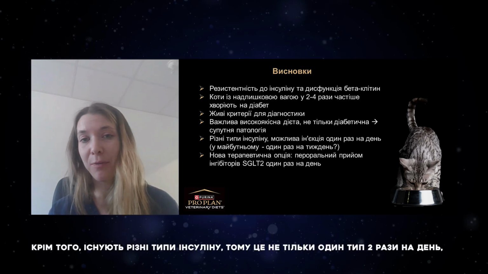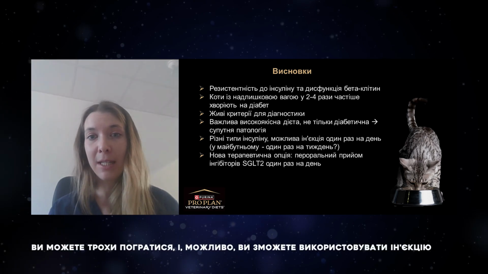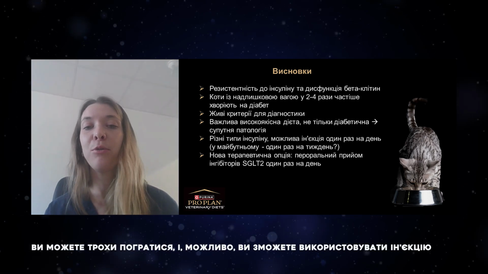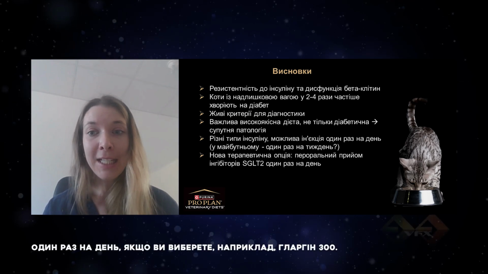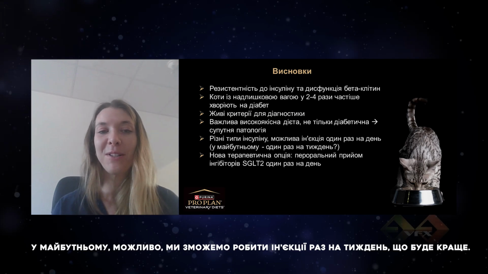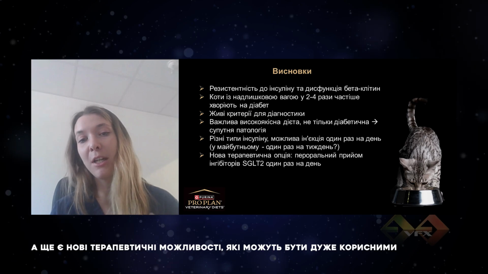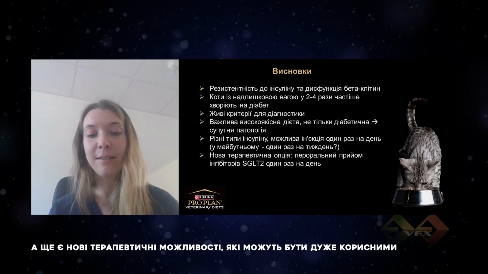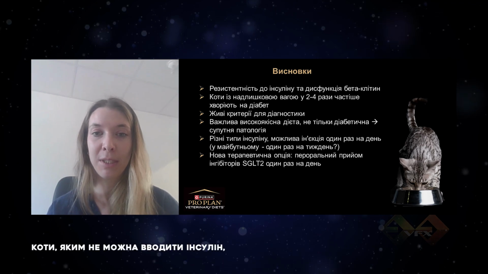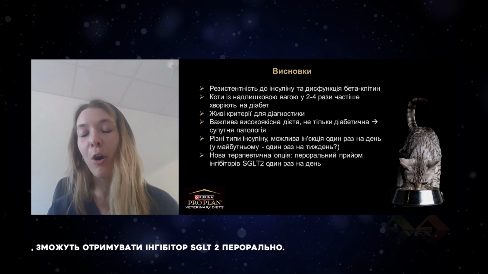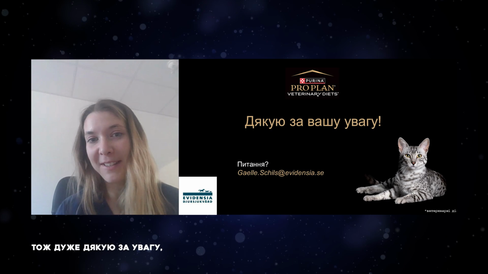Then there are different types of insulin. So it's not only one type 2 times a day. You can play a little bit around and you might be able to use a once a day injection if you choose, for example, the Glargine U300. In the future, we might even be able to give a once a week injection. So it's even better. And then there are these new therapeutic options, which might be really nice in a lot of uncomplicated diabetes mellitus cats that cannot be injected with insulin, and that will be an oral once a day SGLT2 inhibitor.